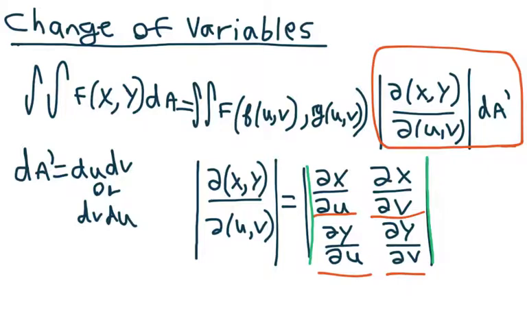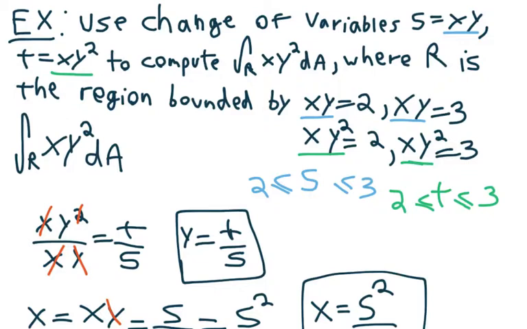So let's look at an example right now. Use the change of variables s equals xy and t equals xy squared to compute the integral of xy squared dA, where R is the region bounded by xy equals 2, xy equals 3, xy squared equals 2, and xy squared equals 3.